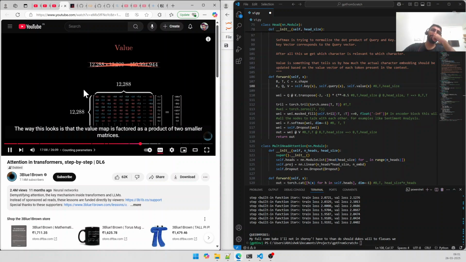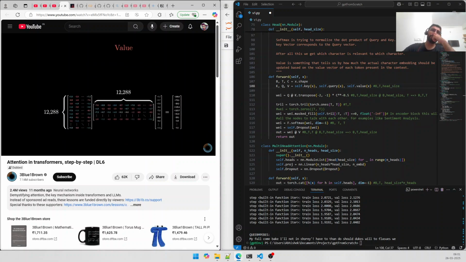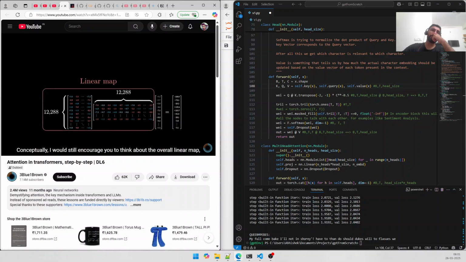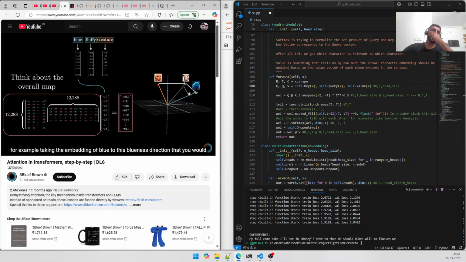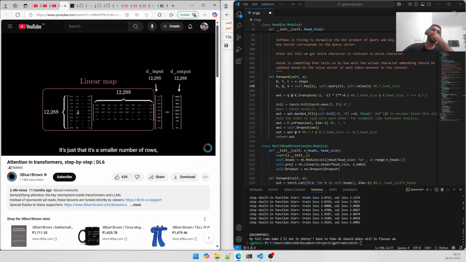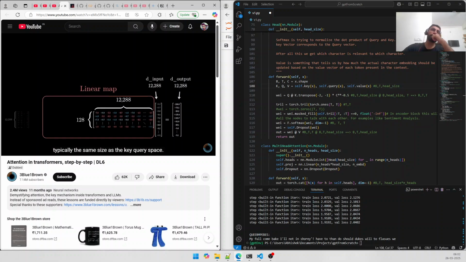is factored as a product of two smaller matrices. Conceptually, I would still encourage you to think about the overall linear map, one with inputs and outputs both in this larger embedding space. For example, taking the embedding of blue to this blueness direction that you would add to nouns. It's just that it's broken up into two separate steps. The first matrix on the right here has a smaller number of rows, typically the same size as the key query space.